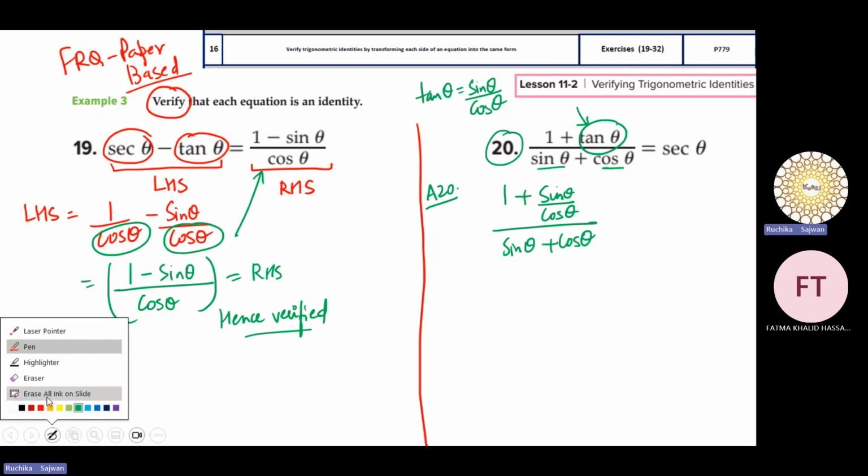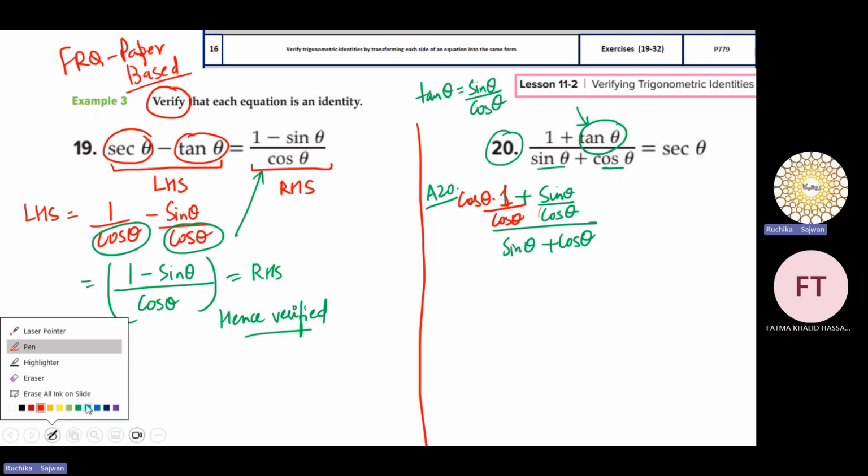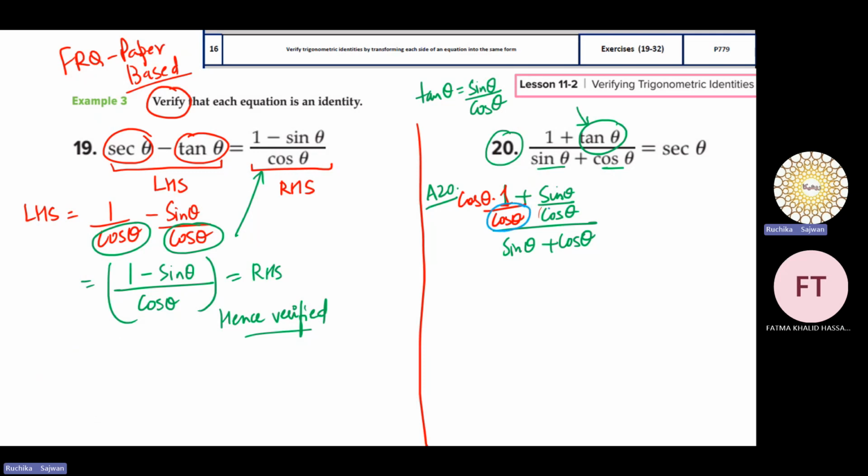Now I want to make the denominators equal. I want to take the LCM. So how can I make this 1 equal to denominator cos theta? By multiplying with cos theta up and down. And why do I do this? So that the denominators become equal. And now I can take cos theta common. So next step, common denominator cos theta.